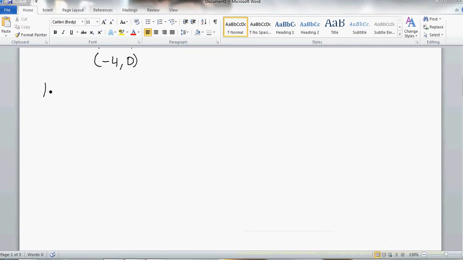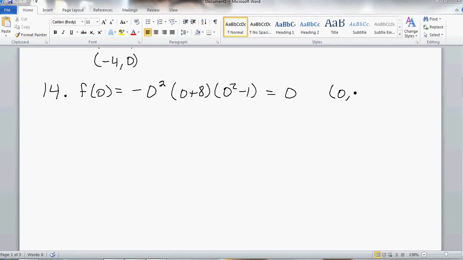Continuing with that same type of problem, let's find the y-intercept first. So let x equal 0, in other words, f of 0. That would be negative 0 squared times 0 plus 8 times 0 squared minus 1. Well, 0 squared is 0, and 0 times anything is still going to be 0. So one of the intercepts is 0, 0.